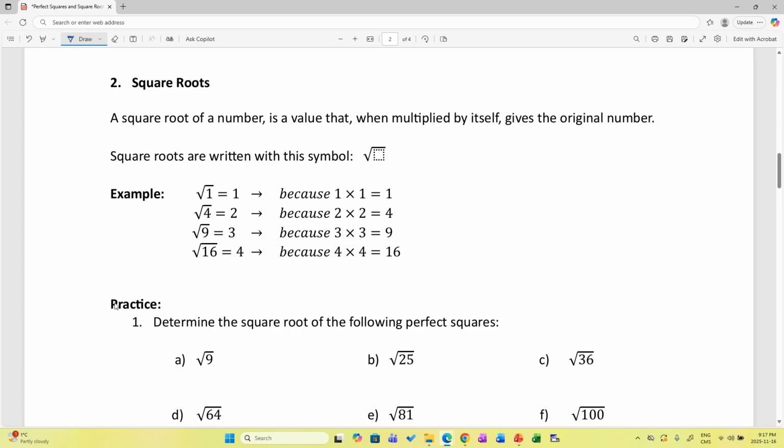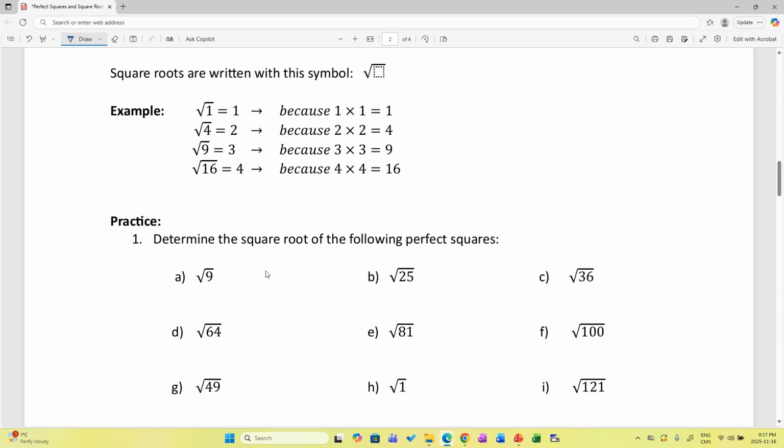So let's do some practice. Determine the square root of the following perfect squares. So the square root of 9. Okay, well, 9's already up here. A number that can be multiplied by itself to get 9 is 3 times 3. Hence, the square root of 9 would just be 3.